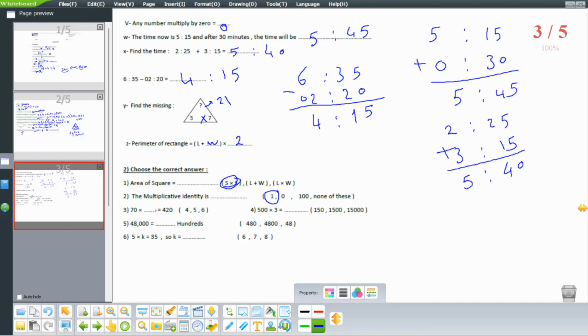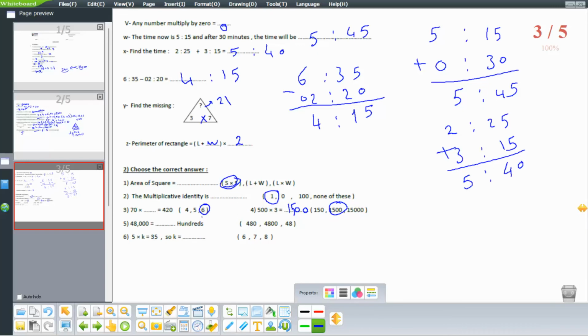70 times which number equals 420. Here we have 0 and here we have 0, so 7 times which number equals 42. 7 times 6 equals 42. 500 times 3. We have two zeros, we will take them out. Then 5 times 3 equals 15, so the answer is 1,500.